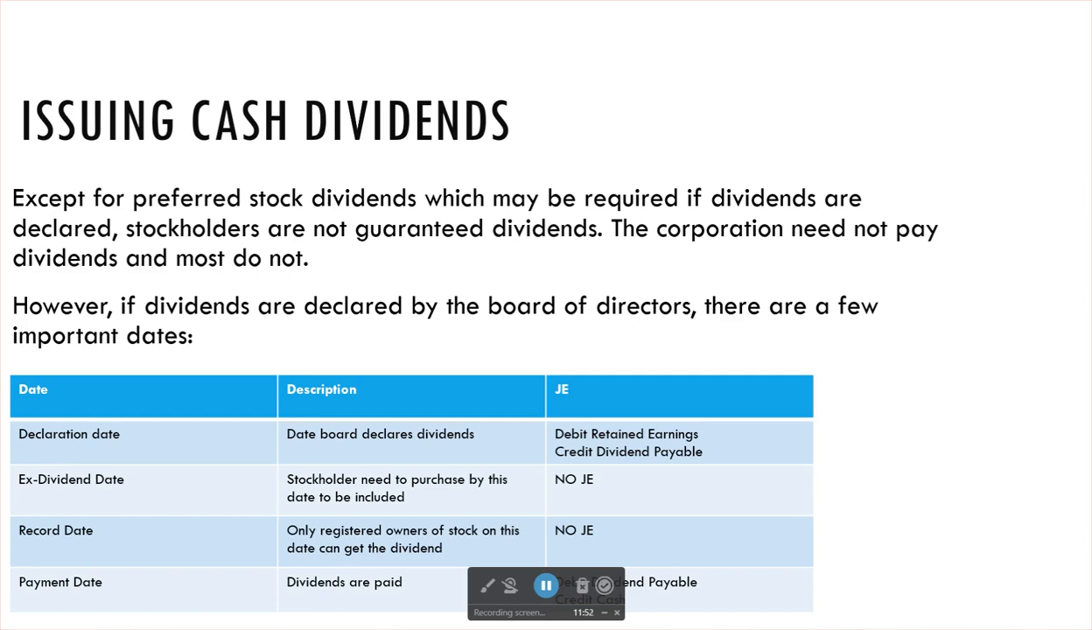And when the payment is made, you're going to remove it from dividends payable, and you're going to pay it just like you would any payable. Accounts payable, when you pay it off, you get rid of that payable, you pay, the cash is credited. Same thing happening here with cash dividends.